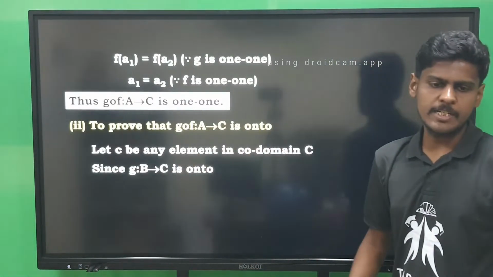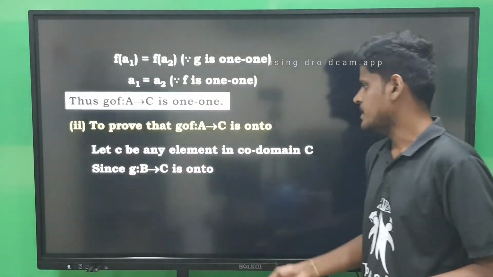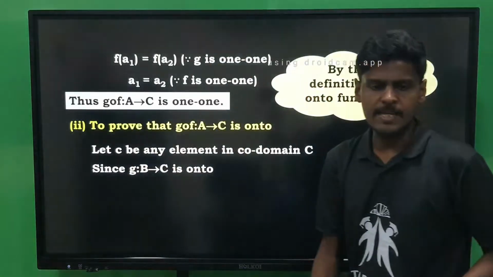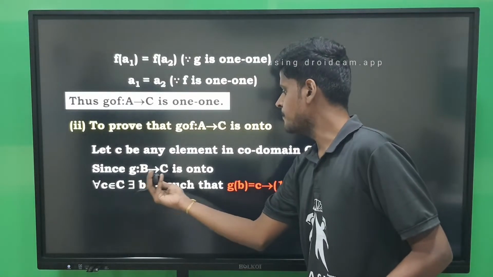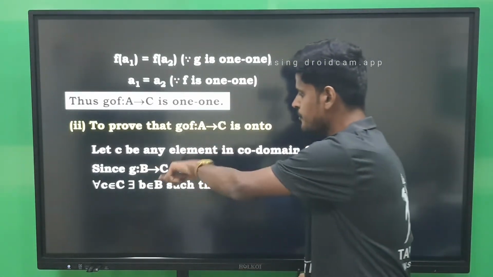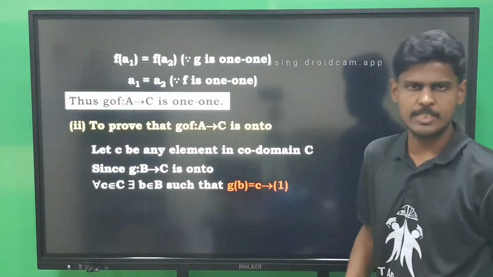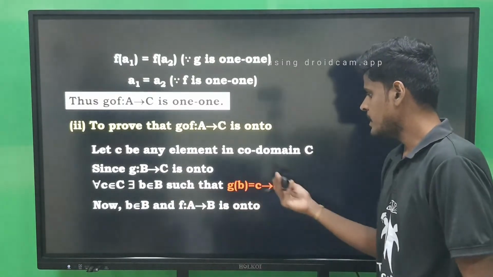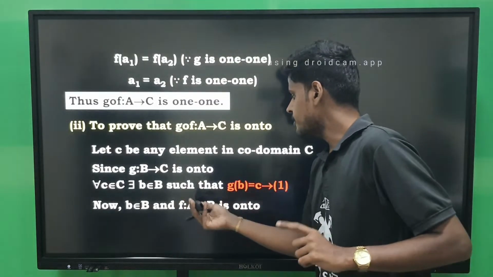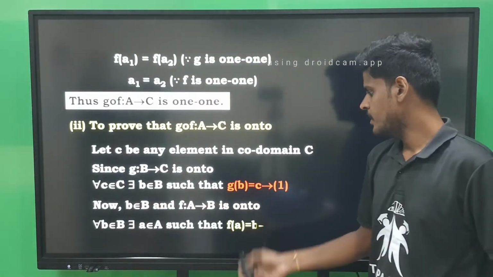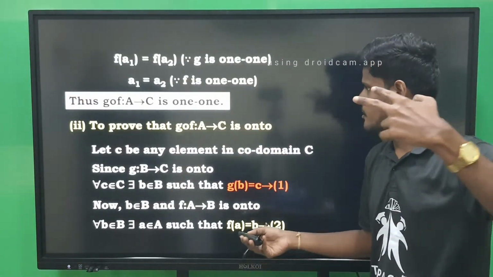And g is an onto function because f and g are bijective. That is given in the question. So g is onto means for every c there exists some element b in set B such that g of b, g being the function, gives an output c. So g of b equal to c. Now similarly f is also onto. That means there is some a such that f of a equal to b. We can understand these two conditions from the given question.